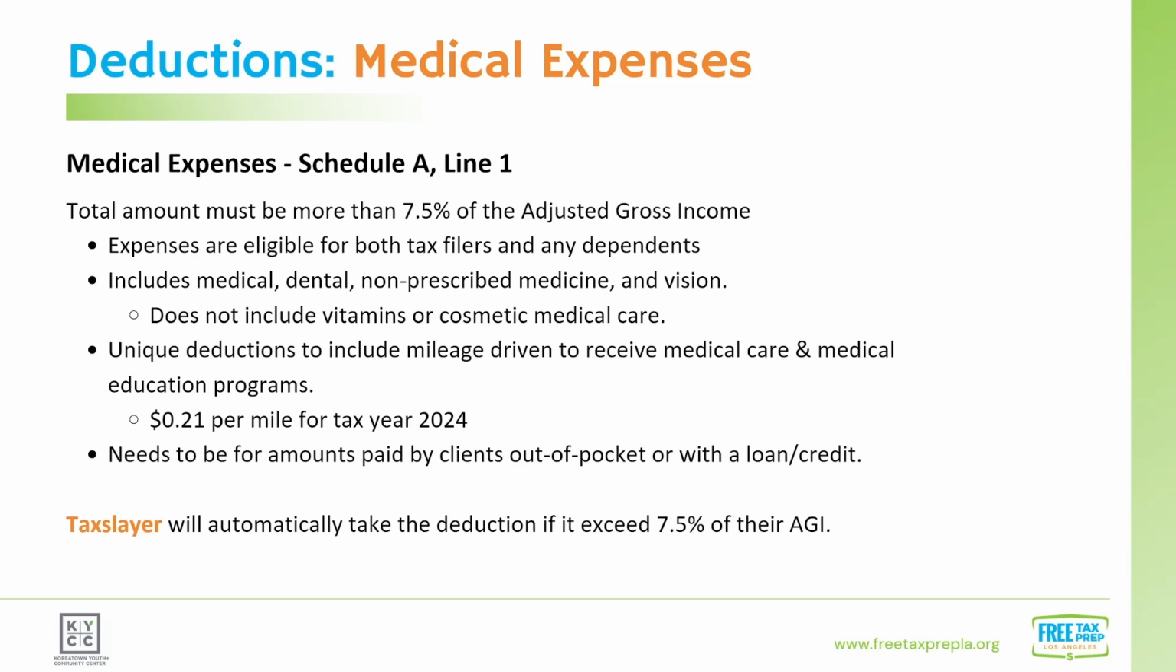This needs to be for amounts that are paid by clients out of pocket or with loan or credit. If they received it for free and did not pay for it out of pocket, unfortunately, you would not be able to claim that as a medical expense. TaxSlayer will automatically take the deduction if it exceeds 7.5% of their AGI.